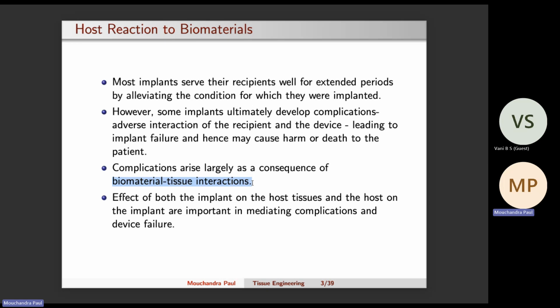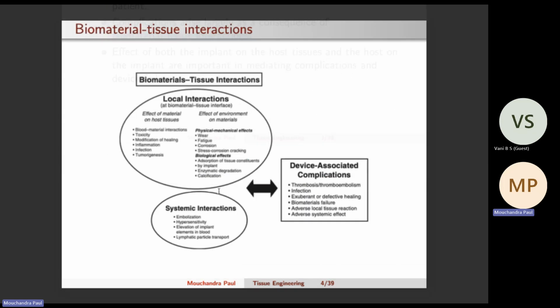So whatever complications, that is device failure or implant failure, if it happens, it is because of implant and tissue interaction, happening at the interface between the two. So both things can happen. The implant can get affected by the host tissues, meaning the surrounding tissue of our body where the implant is, as well as the host can get affected by the implant. So the effect can be observed and characterized both ways, and both of these can contribute to the failure of our implant.